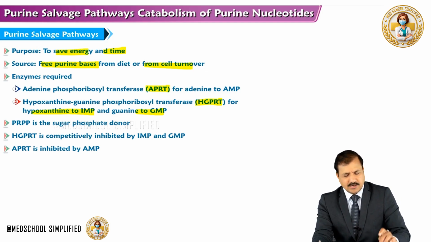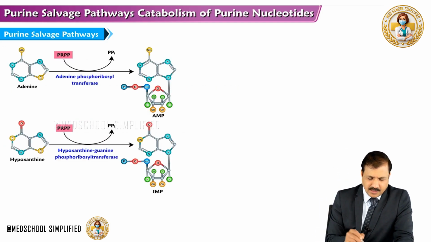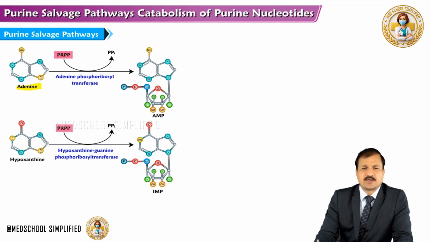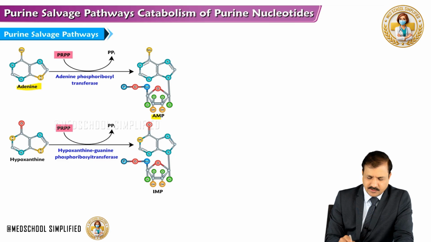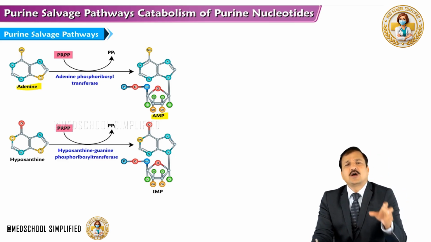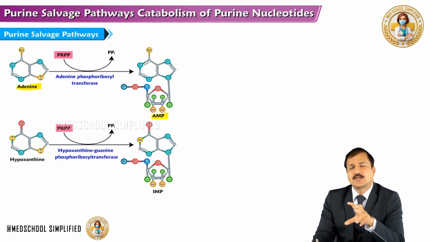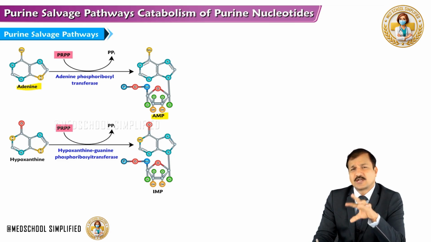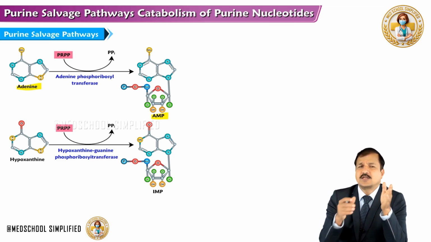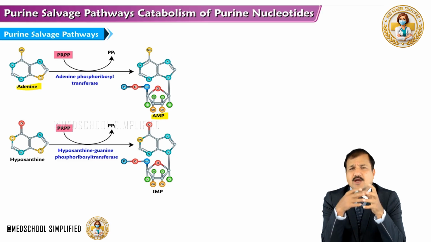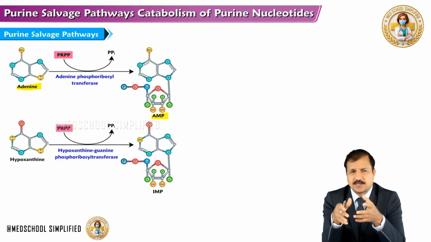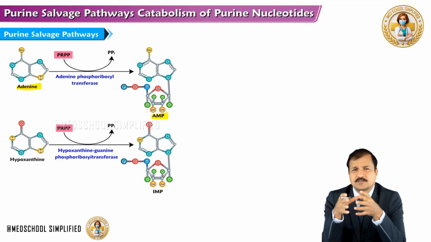Let me show you how that happens. So here a free adenine base is available, and this free adenine base will be converted into adenosine monophosphate. You know, adenine is a base. Adenosine monophosphate is a nucleotide. What is the difference here? In a nucleotide, we have base, we have sugar, and also we have phosphate. So, what is lacking in the base, that is adenine? It is the sugar and phosphate which is lacking.